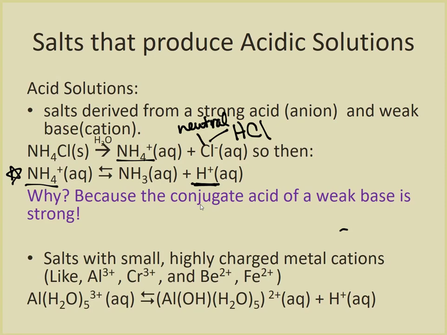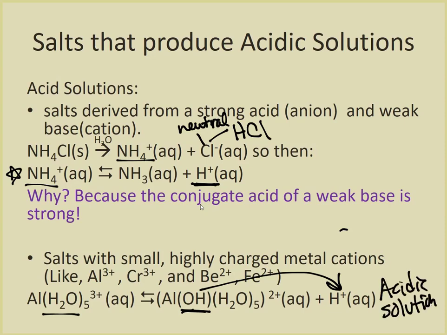and it will give us an acidic solution. Salts with small, highly charged metal ions will also do this. A good example of a highly charged metal cation would be aluminum or chromium or beryllium or iron. When put into water, it forms a complex with the water. That's why we have 5 water molecules attached to this aluminum ion. Because those waters are pulled in by that positively charged cation, one of the hydrogen ions on the water can dissociate because it's just loosely held.